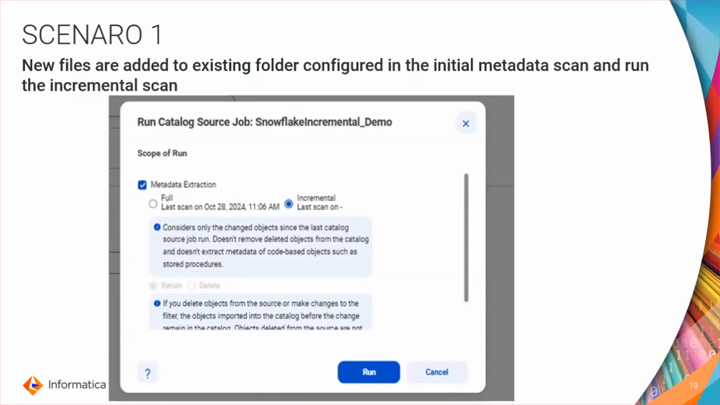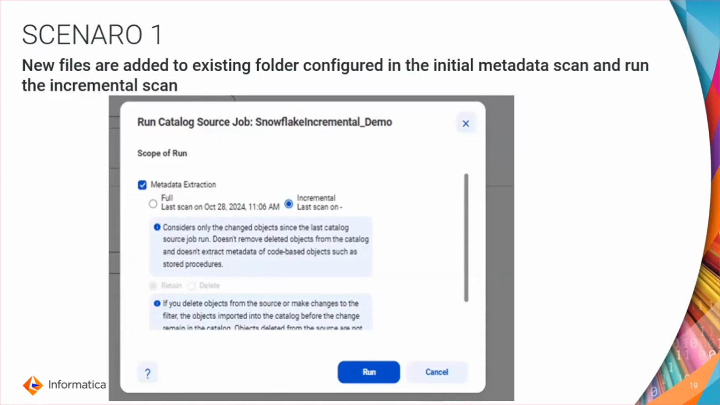One use case scenario here is if new files or new tables are added to existing folders configured in the initial metadata scan and we run the incremental scan, then only the added tables, views, or files would be visible in the metadata extraction of incremental scans. Instead of scanning the complete metadata and data again, we'll only extract the newly added tables or views or objects in the given filter condition.